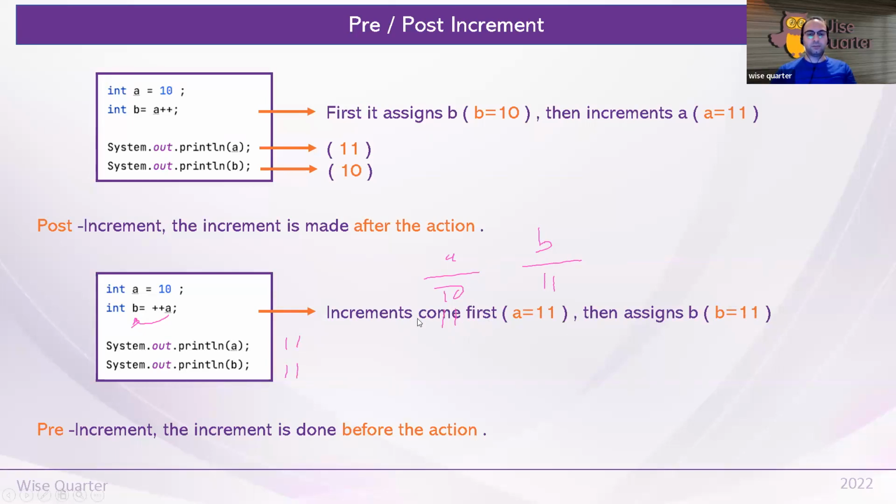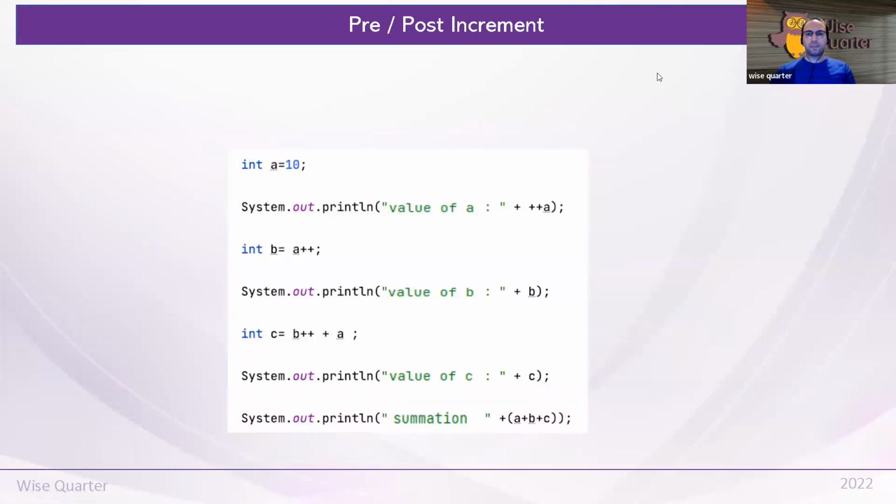Increment comes first, it will be 11, and then it will assign B to 11. So 11 and 11. Yes, these examples. The value of A is 10 here. And when I try to print the value of A, the job is printing the value of A. But here, plus plus comes before A. First, we will increase the value, 11. And then we will print it. It will print 11 here.